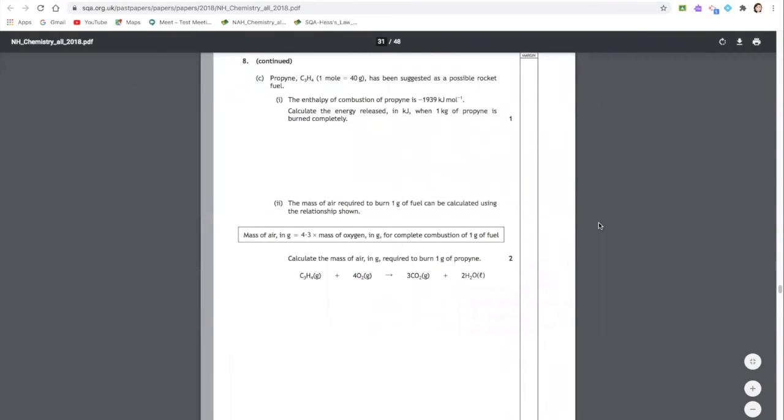So 8C, the enthalpy of combustion of propyne is that. So that means 1 mole of propyne gives you minus 1939 kilojoules. Okay, and then you're asked to calculate the energy released when 1 kilogram of it is burned completely. So we need to convert the moles to a mass. So 1 mole is 40 grams. So we know 40 grams gives us that.